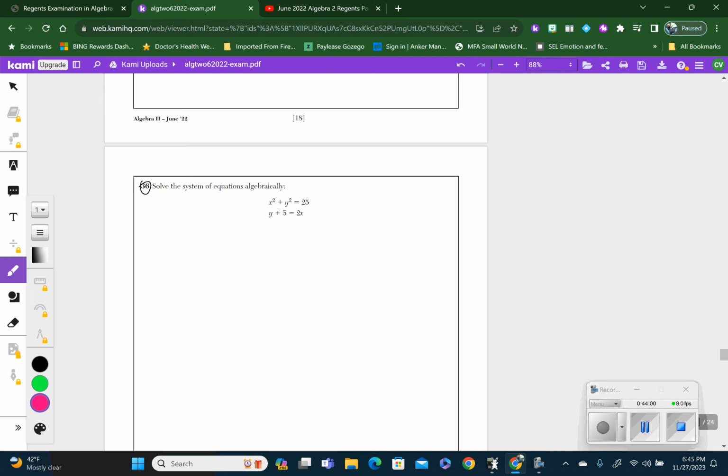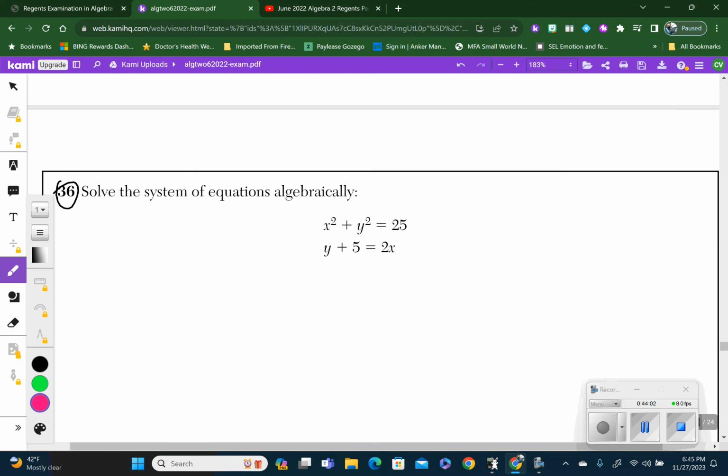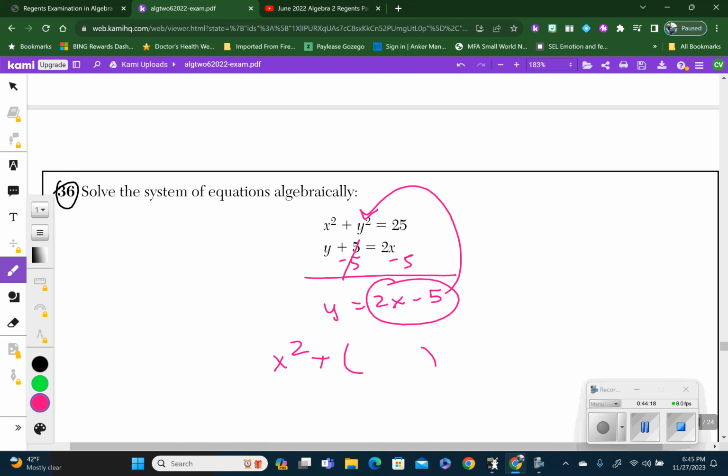Yes. So 36, this one right here, they give you both of these. So let's move this y to the other side. So minus 5 cancels out. So I get y is equal to 2x minus 5. And so whatever I have for y, I'm going to plug it in here. So I have x squared plus, instead of y, let's plug in that 2x minus 5. This gets squared, and it equals 25.